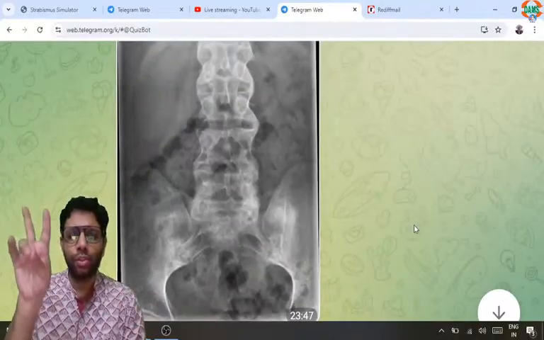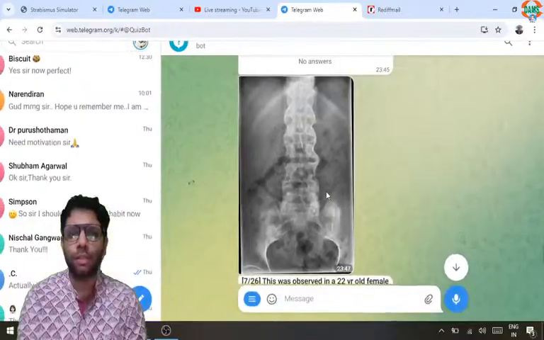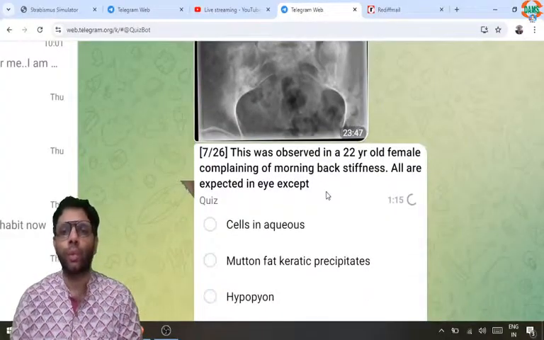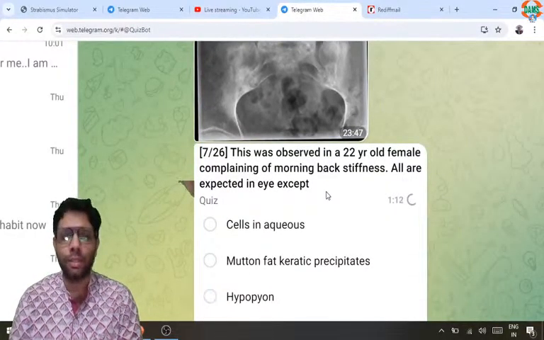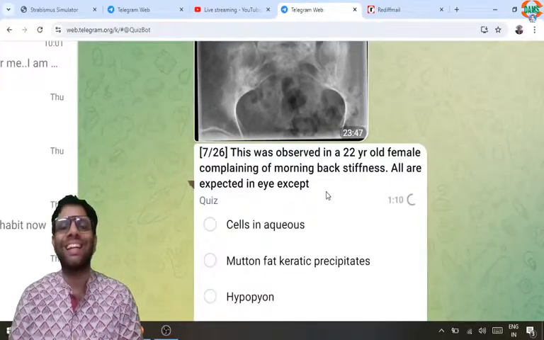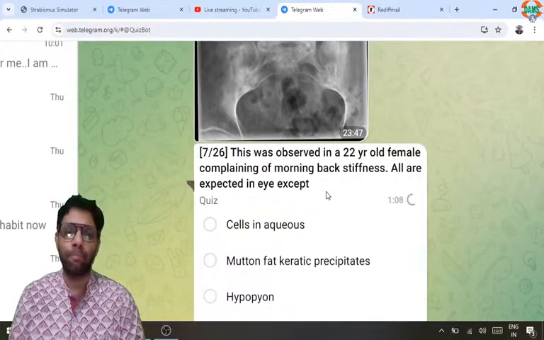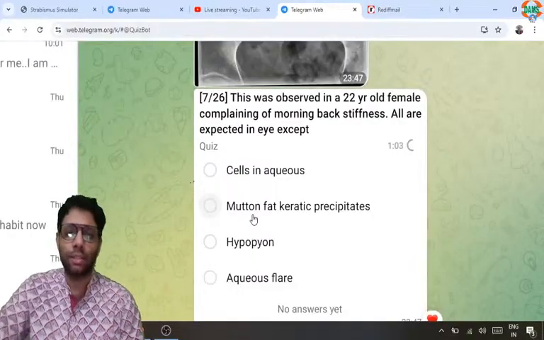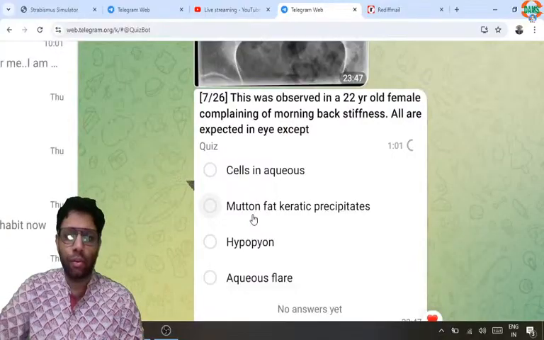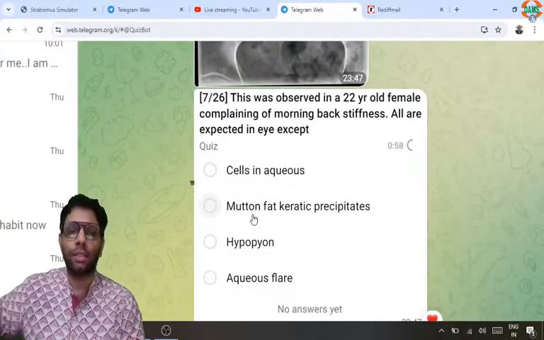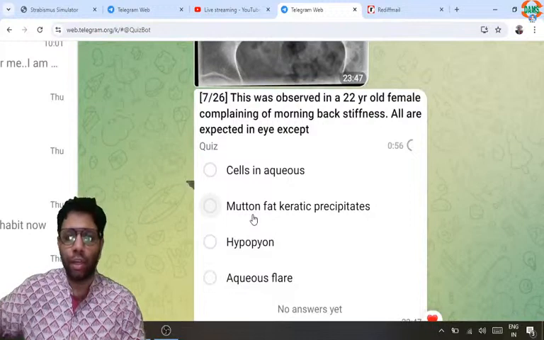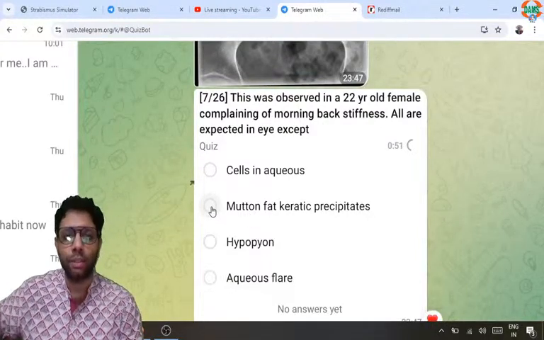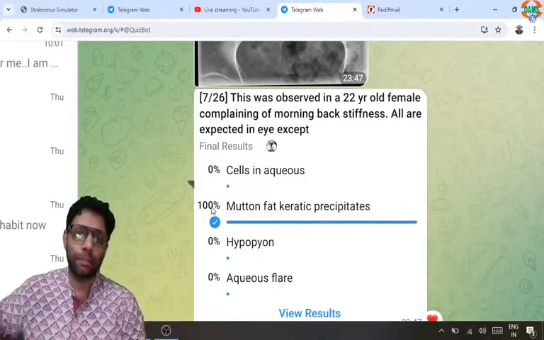Okay, so this is a radiology question. There is a bamboo spine appearance that is seen in ankylosing spondylitis, but it can be seen in males as well as females. A 22-year-old female complaining of morning stiffness, all are expected. Expectation is anterior non-granulomatous uveitis. All can be seen in uveitis, but mutton fat KPs are seen in granulomatous uveitis. That's why this is the answer over here. Of course, cells, flare, hypopyon are seen in anterior uveitis, but mutton fat KP is seen in granulomatous. Ankylosing spondylitis is HLA-B27 causing non-granulomatous anterior uveitis.